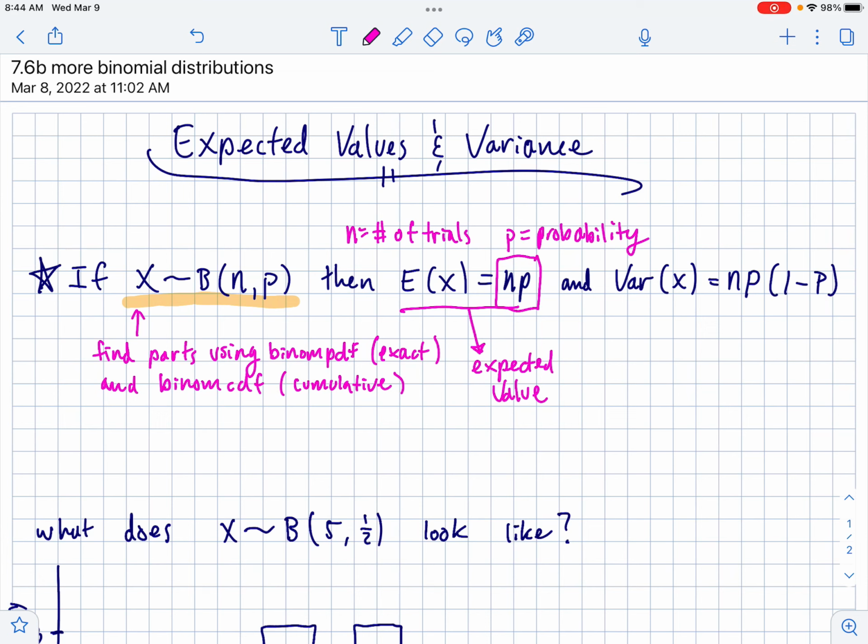The other thing we're going to do is variance. So variance is kind of a three-part computation where you take the number of trials, multiply it by the probability of what you're looking for, and then multiply it times 1 minus the probability. So it's almost like the complement of the probability that you're looking for. Just a reminder that variance measures the spread. It has a lot to do with standard deviation.